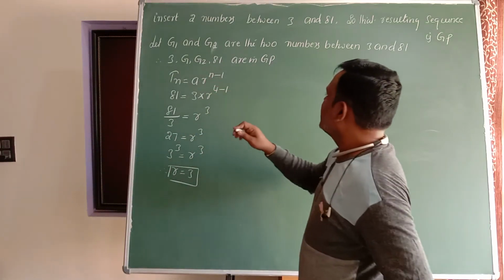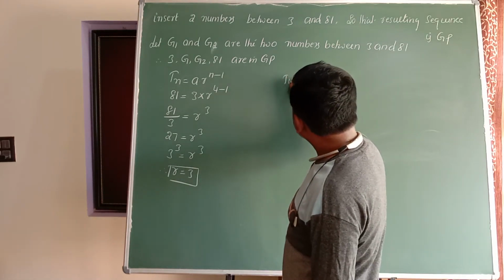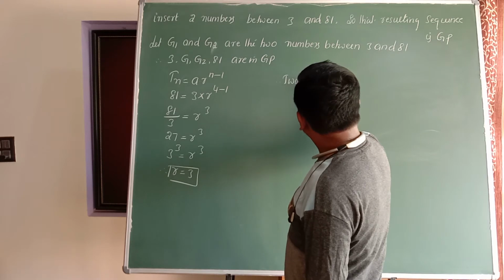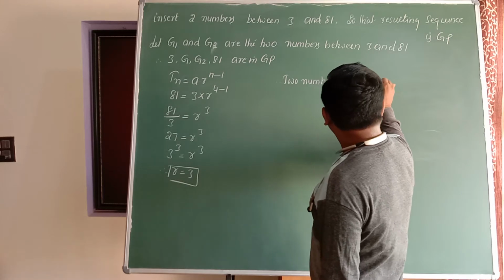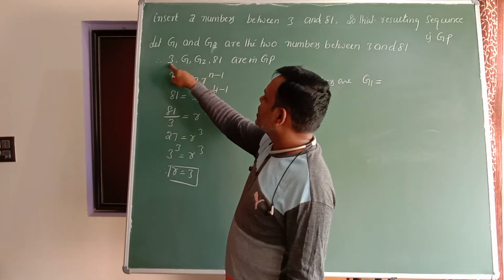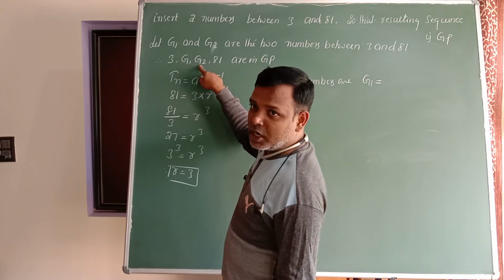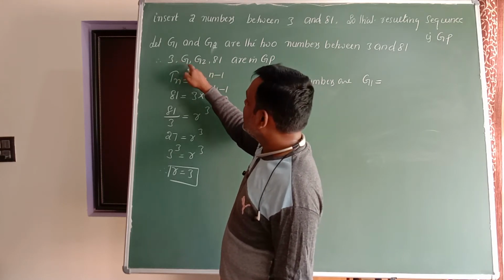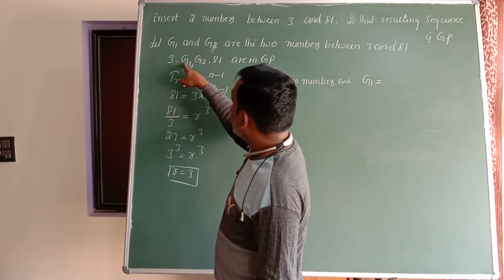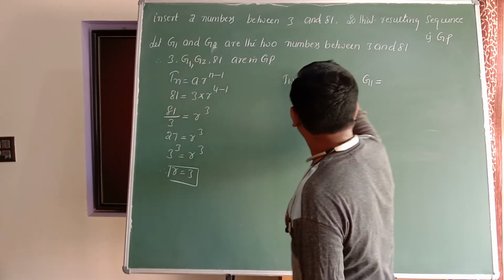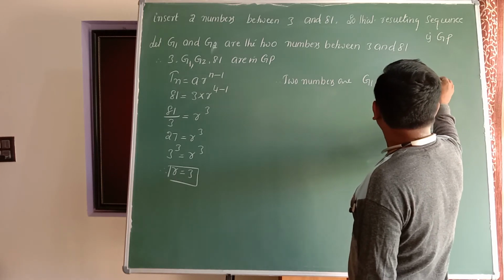The two terms are G1 and G2. Now let the two numbers be G1 and G2. Look here. The first term is A, second term AR, third term AR square. Got my point? That G1 is the second term. Therefore G1 is given by A into R. A is 3, into R is 3. That is equal to 9.